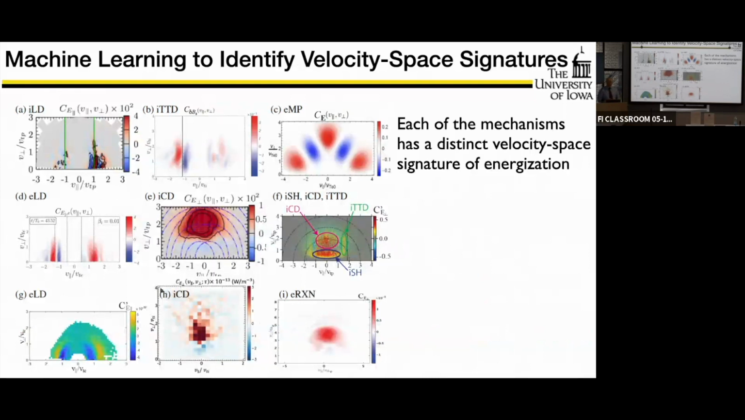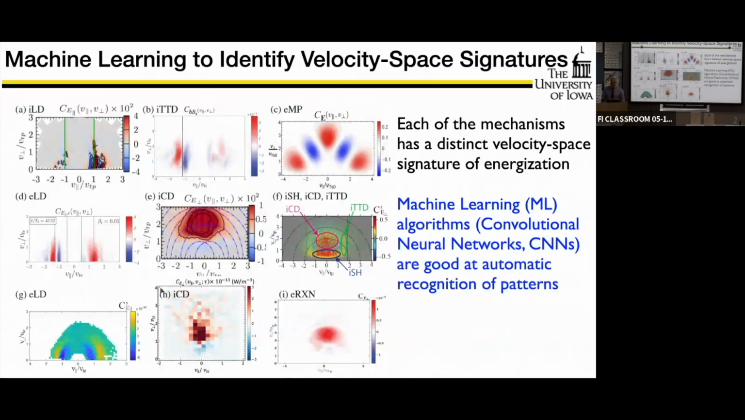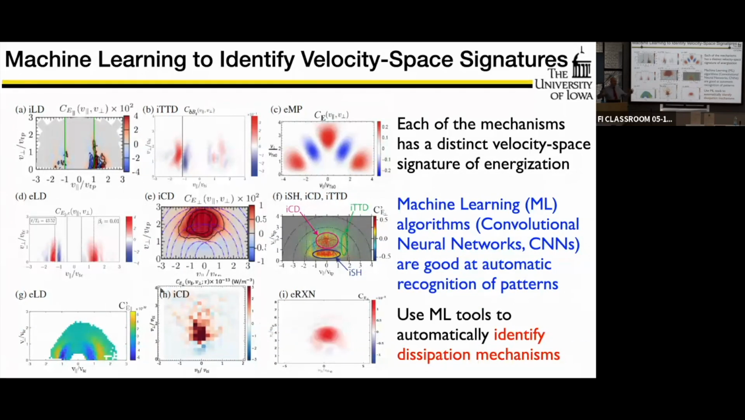And they all look fairly distinct. I mean, you could distinguish those. And so machine learning algorithms, in particular convolutional neural nets, or CNNs, are really good at automatic recognition of patterns. So what we want to do is develop machine learning tools that can automatically identify these dissipation mechanisms. So you can analyze thousands upon thousands of spacecraft observations, feed them through, and it can tell you what the mechanism is, quantify that rate, and then you can sort that by the various turbulence and plasma parameters so that you can develop new turbulent models.